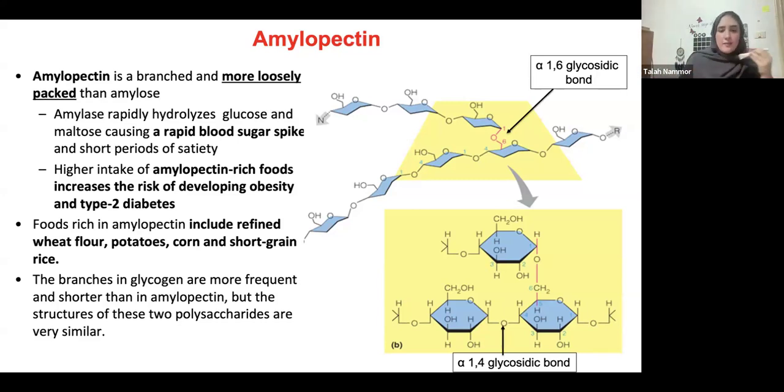So a higher intake of amylopectin-rich foods will increase the risk of having obesity and type 2 diabetes. That's why, like I was just saying, white bread is not going to have amylose, it's not going to have a lot of fibers, it will have amylopectin. So bread, potatoes, corn, and short grain rice all have amylopectin, and because of the branching, it's easier. We're going to have the rapid blood sugar spike.